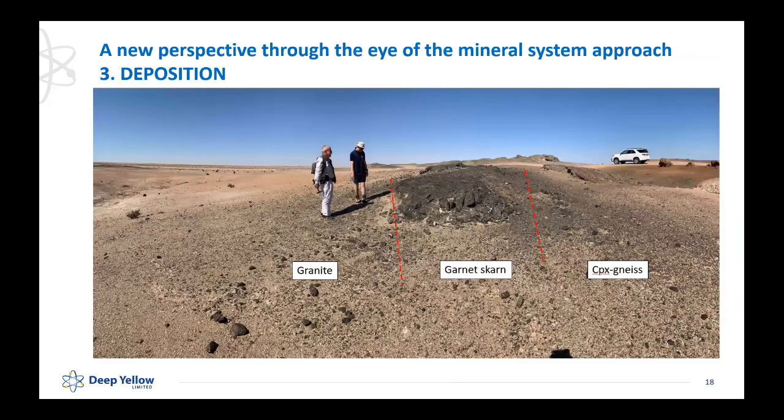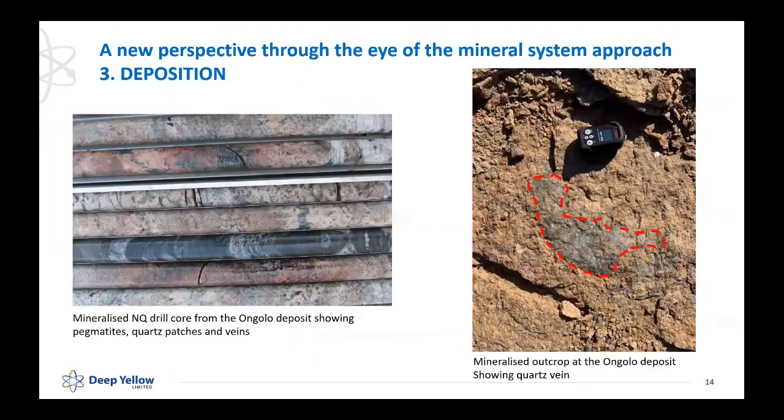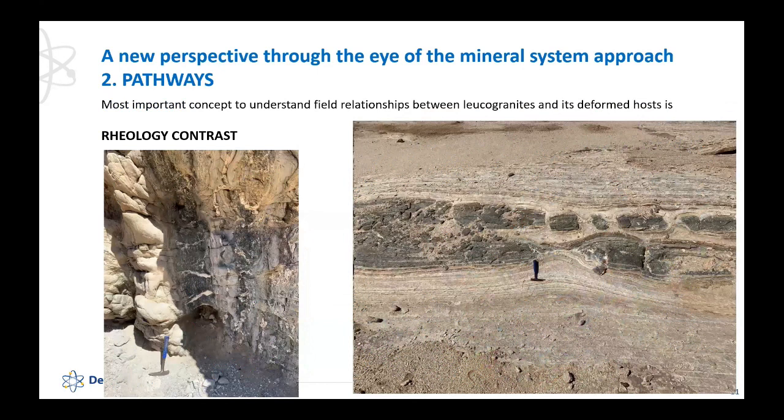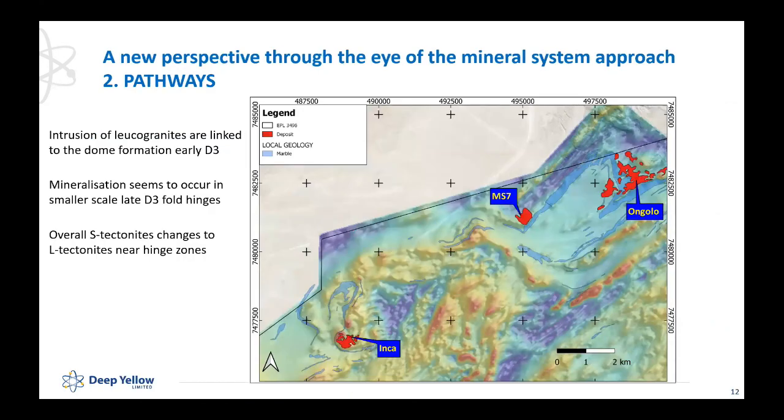Now, I'll just go back a little bit because we're on the topic. Bear with me here. We talked about leucogranite, or the local term, alaskite, hosted mineralization, and that is true for Ongolo and MS7. Inca itself is not hosted in the granites. It's a proper hydrothermal mineralization with alteration minerals you would refer to as skarn minerals. So just to point it out.